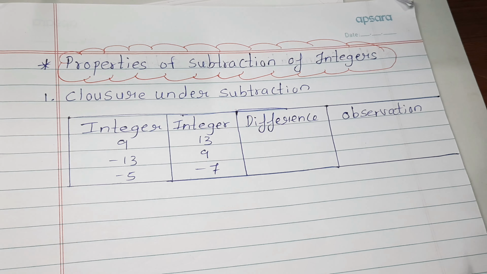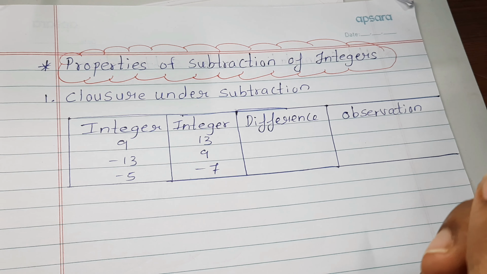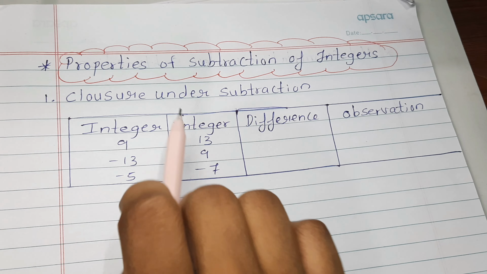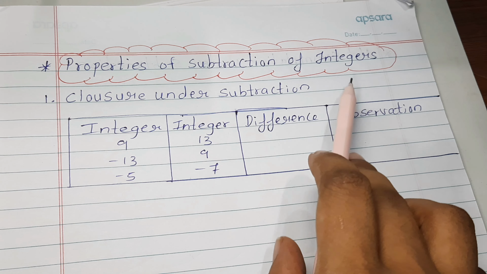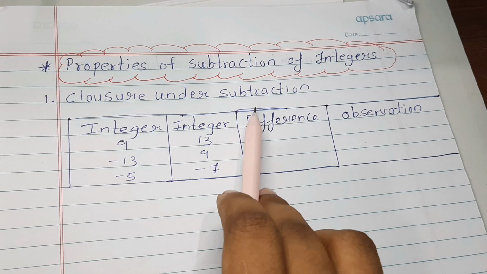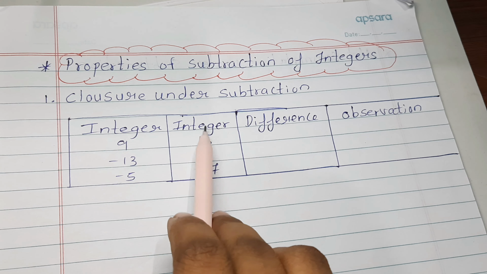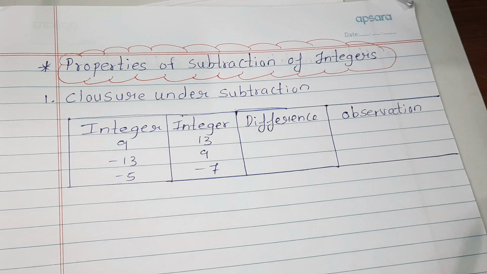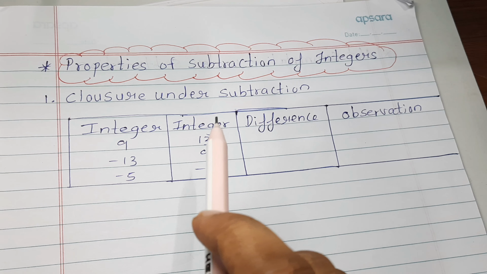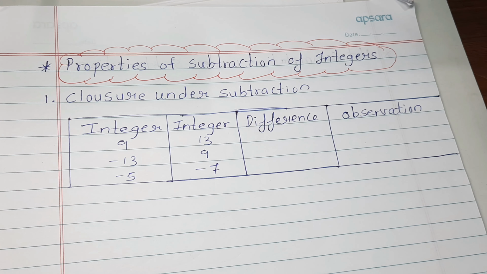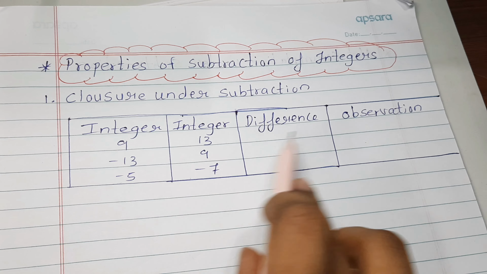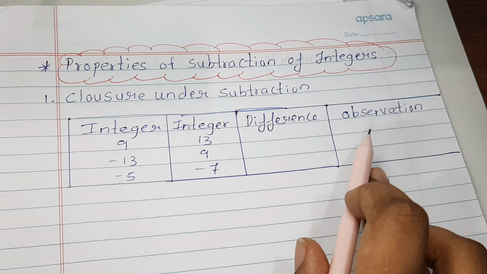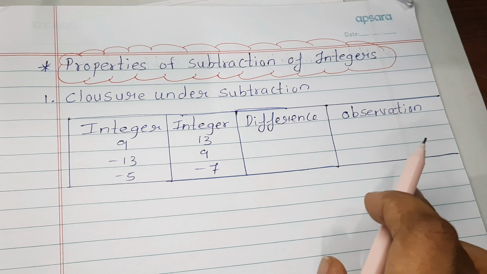So welcome to today's class, 7th integers chapter, ICSE board. Today I will be clearing your concept on properties of subtraction of integers, closure under subtraction. Here let us subtract an integer from another integer and check whether the result is an integer. Means we will subtract these two integers. We'll see if the result is an integer.